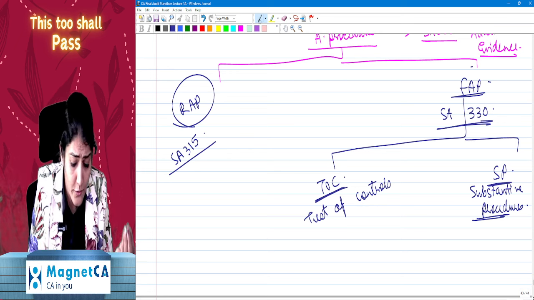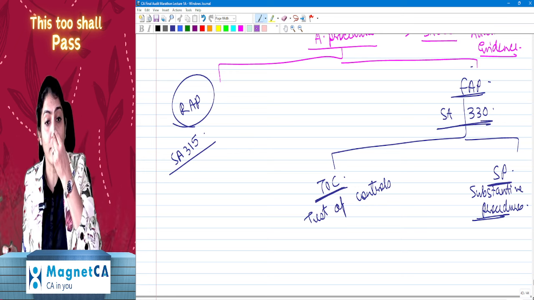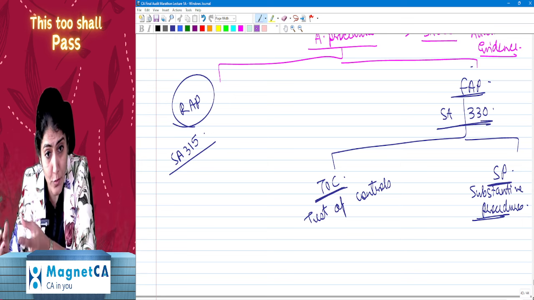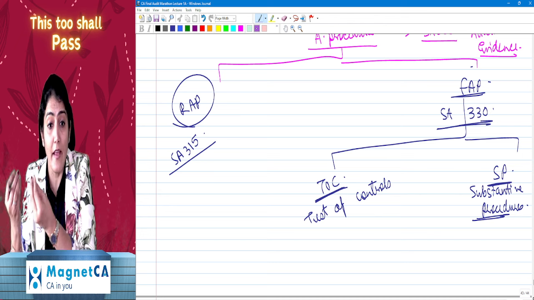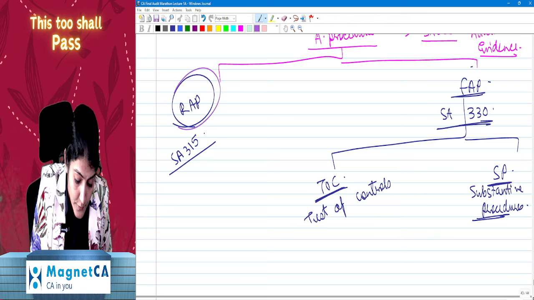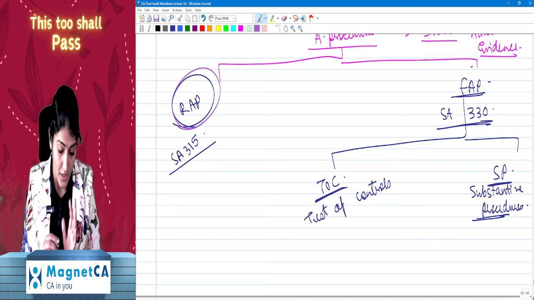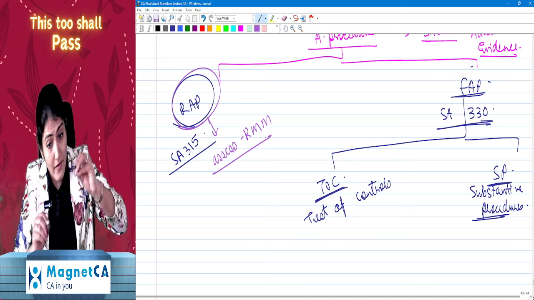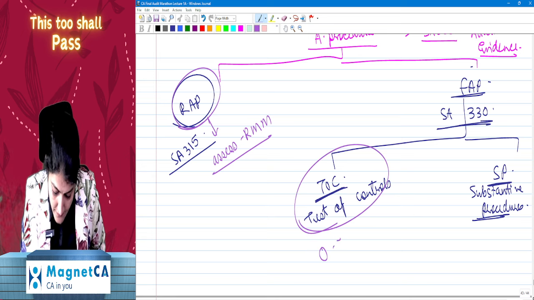Right. So what do you do in an audit? Tomorrow you're appointed as auditor of Reliance Industries. You have to start with the audit. You have to do the audit of financial statements and express an opinion. You will have to start with the risk assessment. What will happen by doing the risk assessment? You will be able to assess the RMM. Once risk assessment is done, now you check the OE.